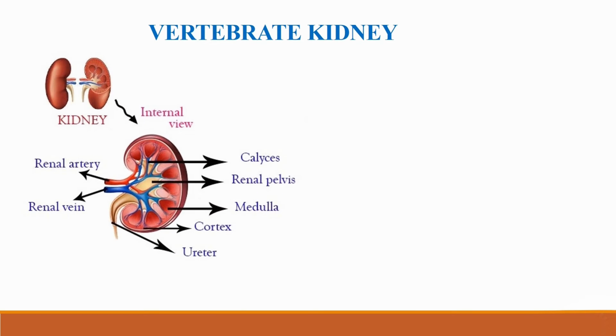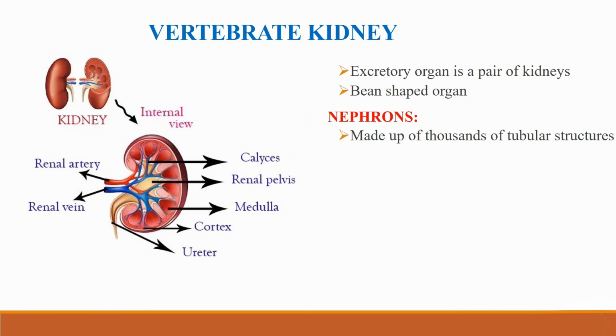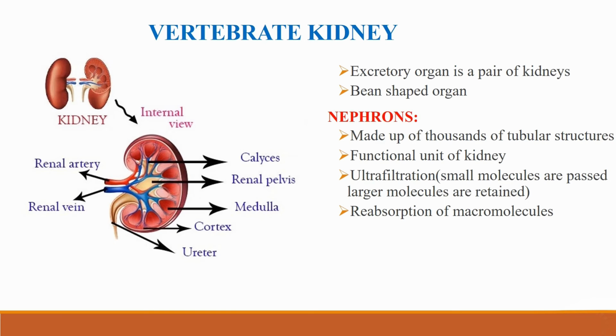Vertebrate kidney. The vertebrate excretory organ is a pair of kidneys located in the abdominal cavity. It is a bean-shaped organ made up of thousands of tubular structures called nephrons. Nephrons are called the functional unit of the kidney as the ultrafiltration, reabsorption of important macromolecules, and urine formation occur there.